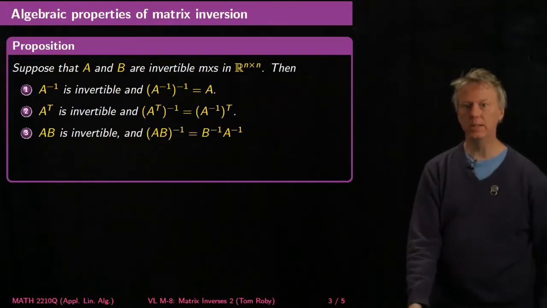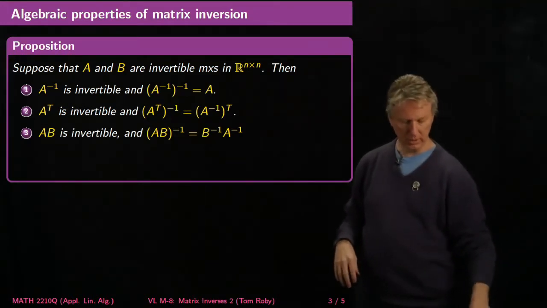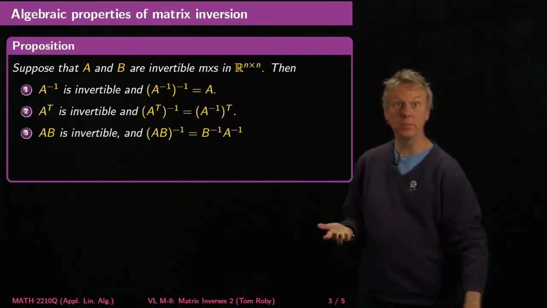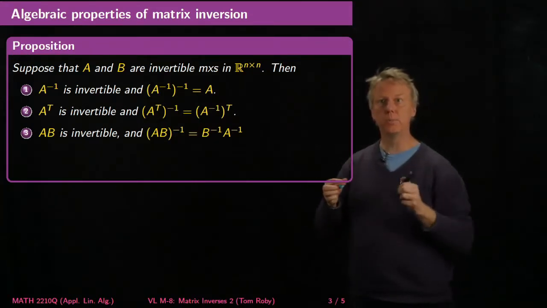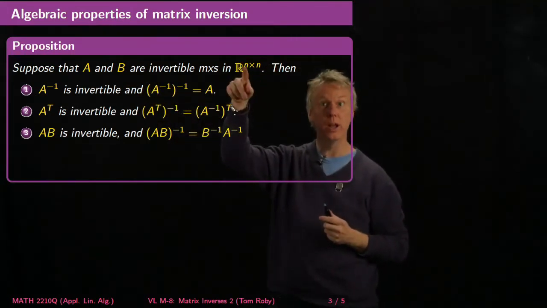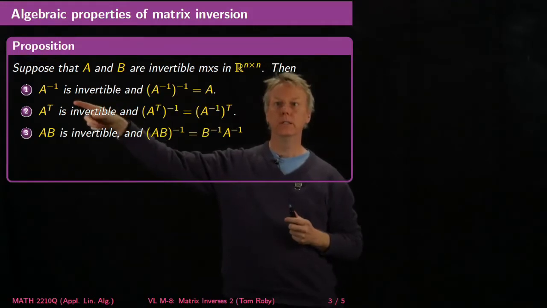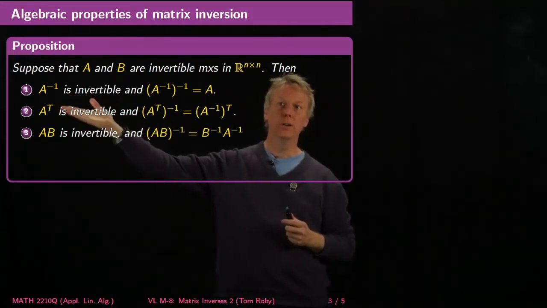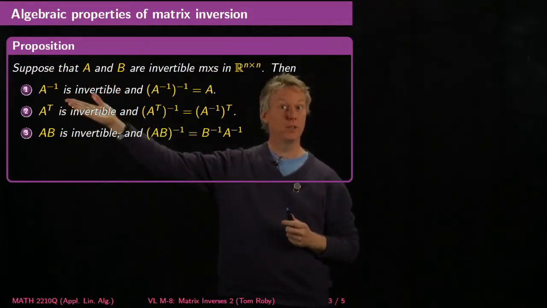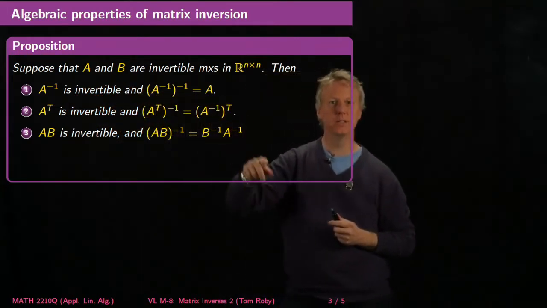But here are some easy propositions of inverse. We have to always be a little bit extra careful with matrix multiplication because it's not commutative. So suppose I've got two invertible matrices, A and B. N by N matrices, they're square, they have real entries. Then if A is invertible, it turns out that its inverse is also invertible. And in fact, the inverse of the inverse is the matrix itself.